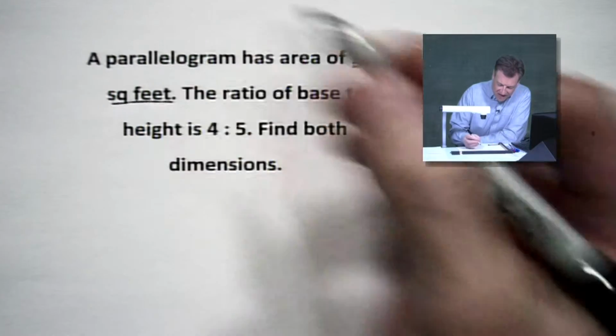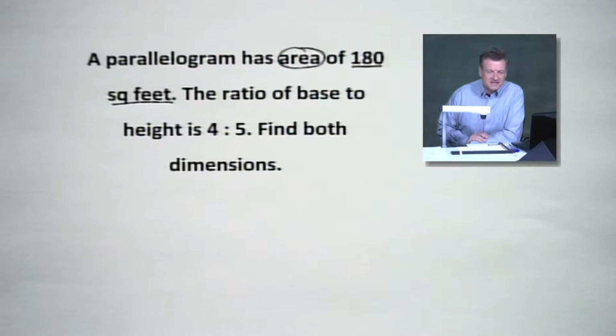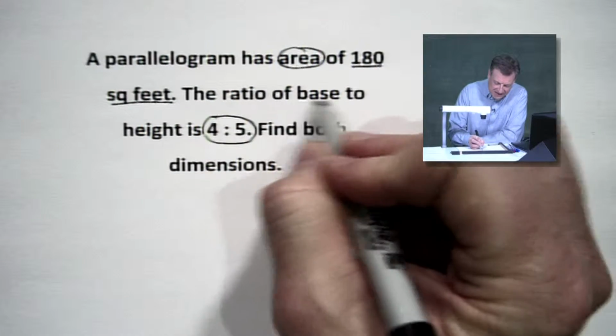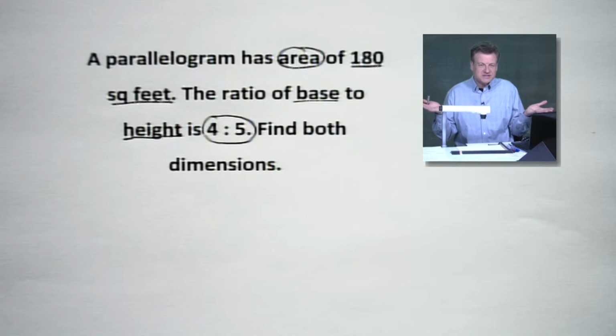180 is an important moment here. It's square feet. That is our area, folks. Right there is our area. We have a ratio of base to height, which is 4:5. So what we've got to remember is, how does base and height work for area?